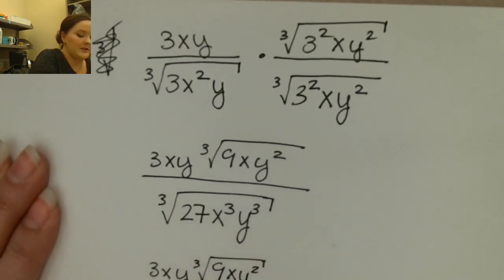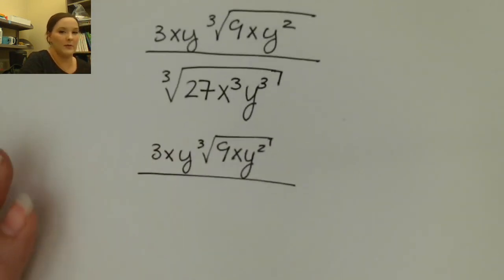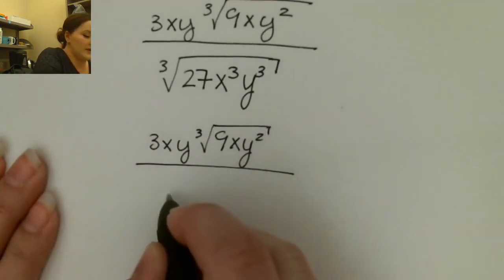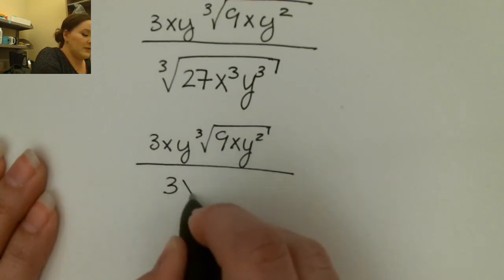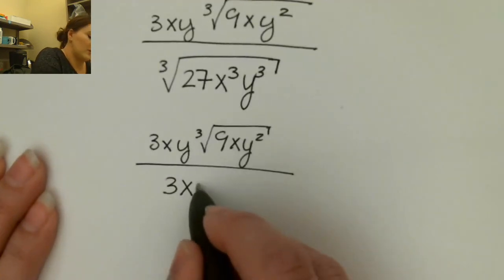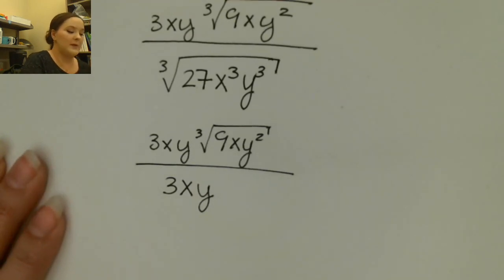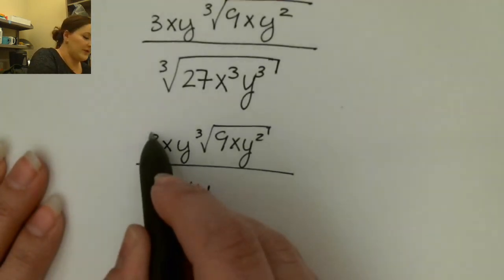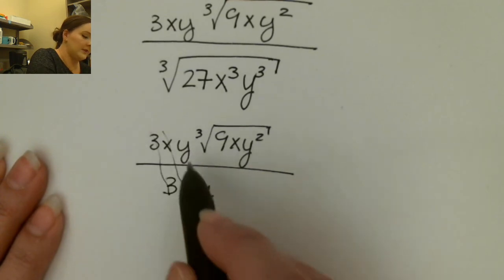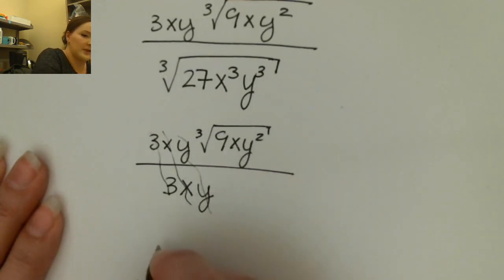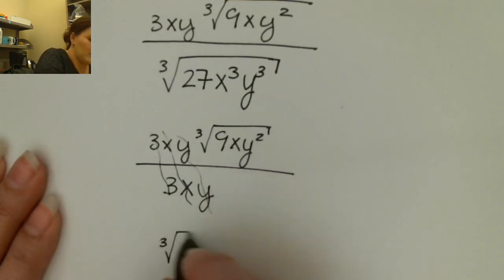And my denominator, I'm going to take the cube root. So cube root of 27 is 3, cube root of x cubed is x, cube root of y cubed is y. And now I'm going to be able to cancel. So I have this 3 in this one, this x in this one, this y in this one, and I would just end up with cube root of 9xy squared.